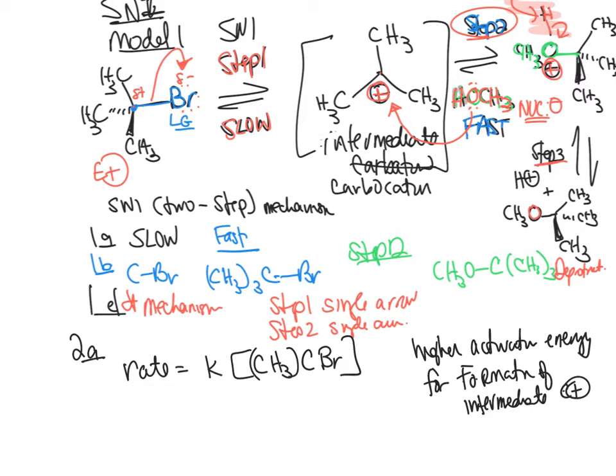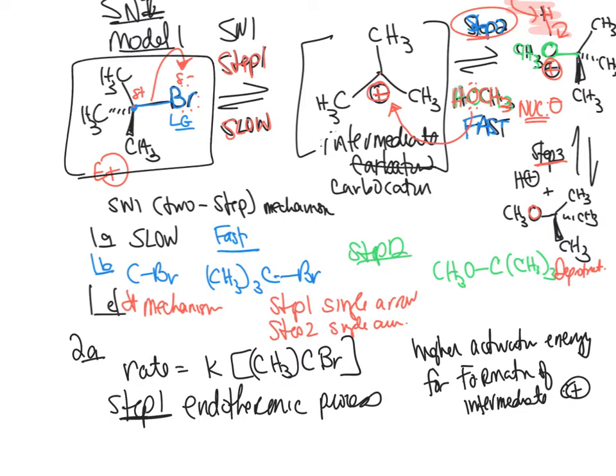Okay, so which step would be the rate determining step? It's going to be step 1 because that's your slowest step, highest activation energy. This is going to be an endothermic process. And you're going to see that when we do the energy diagrams. Which step would be the rate determining step? Step 1. How many reactants are involved in that rate determining step? Just the electrophile, so 1.